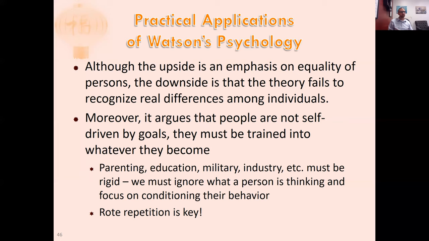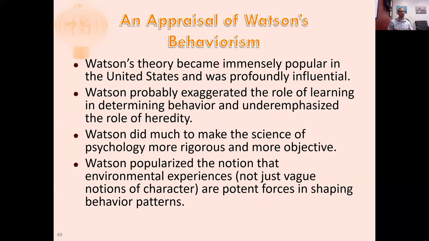So if you think about it, what does all this mean? Well, again, his theory became immensely popular and was very influential. It shaped the way a lot of Americans viewed people. He probably exaggerated the role of learning and underemphasized heredity and biology. But overall, he did a lot to make psychology more rigorous, more objective, and really popularized the notion that environmental experiences are potent forces in shaping behavior patterns. So when we appreciate that childhood experiences have a role to play in someone's criminal behavior or mental disorder, a lot of that was the work of John Watson, laying the foundation for that.